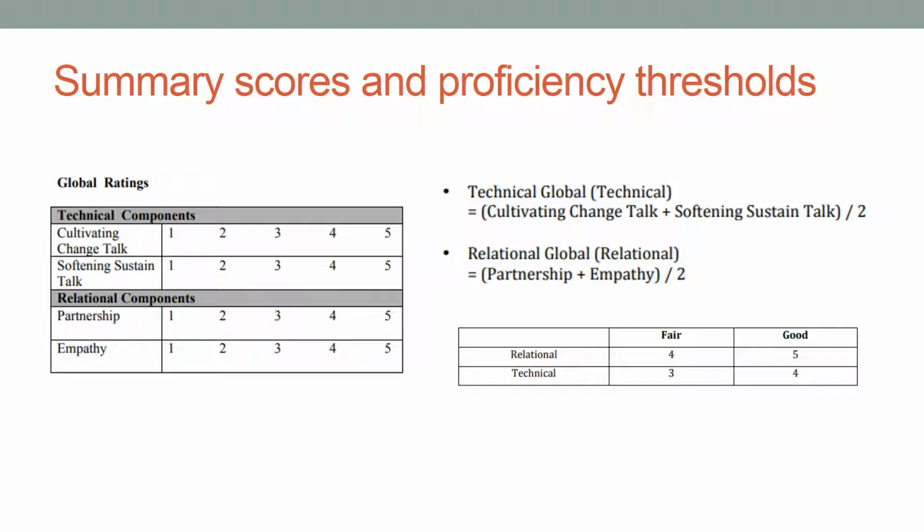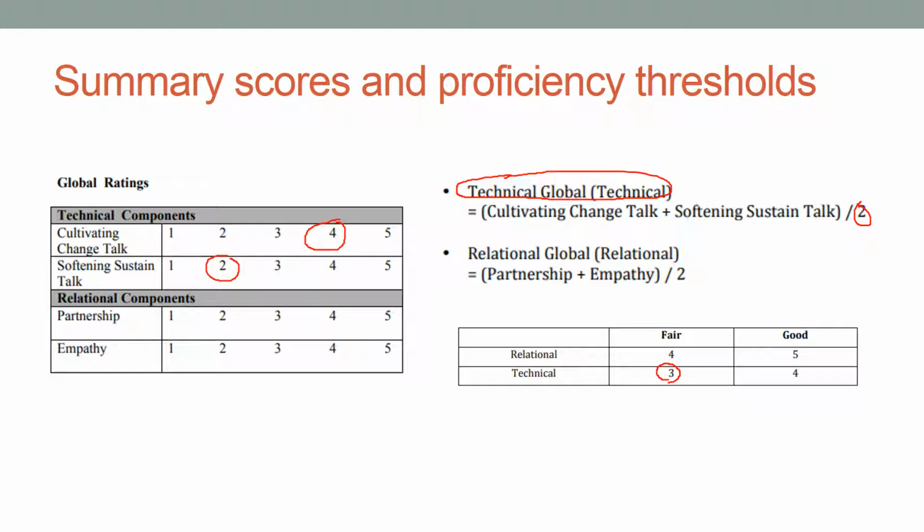Just let me get a pen here. Let's say we've assigned ourselves a score of 4 for cultivating change talk and a score of 2 for softening sustain talk. We go back over to our formula for our technical global score, and we know that getting an average just means adding the two scores together and dividing by 2. So 4 plus 2, 6 divided by 2 is 3. We go down to our proficiency table and we see that 3 means that our proficiency level is at fair. So we could improve, not too bad. It gives us an idea of where we stand.